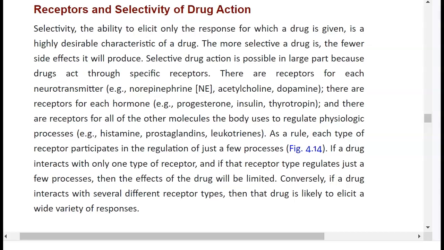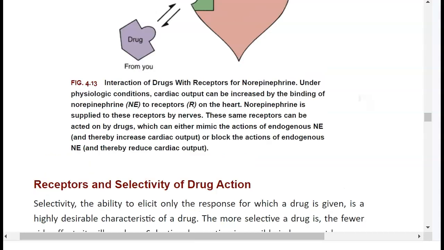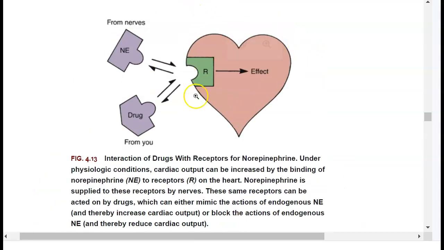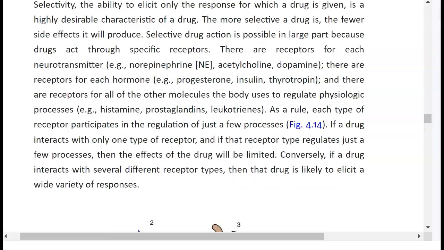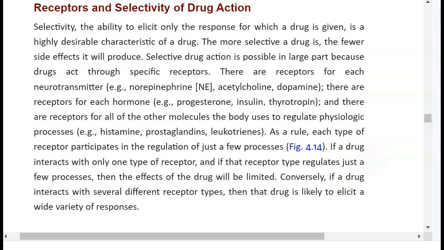So when we talk about selectivity, what are we saying? We're saying that the ability of that drug to elicit only the response for which the drug is given is highly desirable. So if I want to give a drug that blocks this, and that's all that drug does, is it blocks this from happening, and it has no other effects anywhere else in the body, that's a fantastic drug. I can give one drug and it's going to do one thing. That hardly ever happens, right?